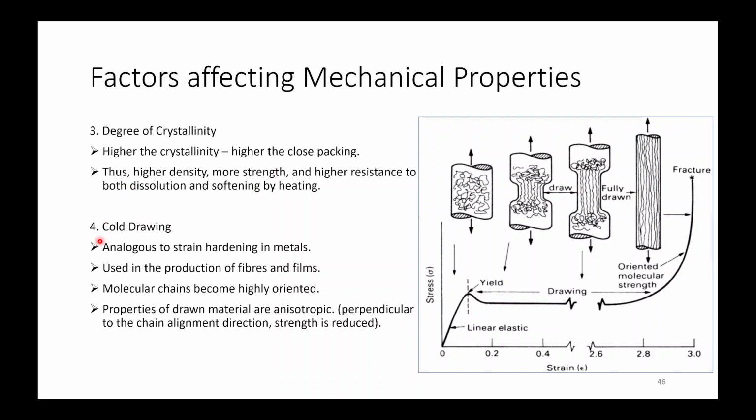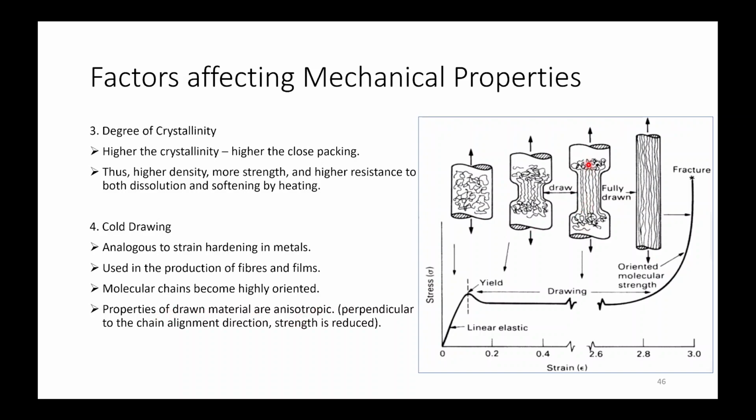Cold drawing. Now, it is analogous to strain hardening in metals. Here, after cold drawing, we are seeing that the chains are more likely to get aligned. It is used for the production of fibers and films, and molecular chains become highly oriented. And properties of drawn materials are anisotropic.